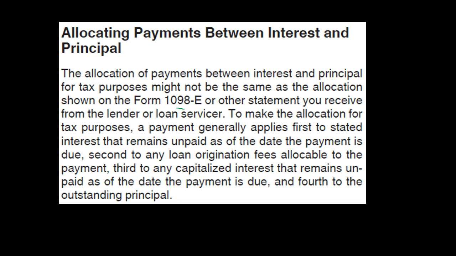To make the allocation for tax purposes, a payment generally applies first to the stated interest that remains unpaid as of the date the payment is due, second to any loan origination fee allocable to the payment, third to any capitalized interest that remains unpaid as of the date the payment is due, and fourth to the outstanding principal. So this is going to be the order in which the payments should be allocated.